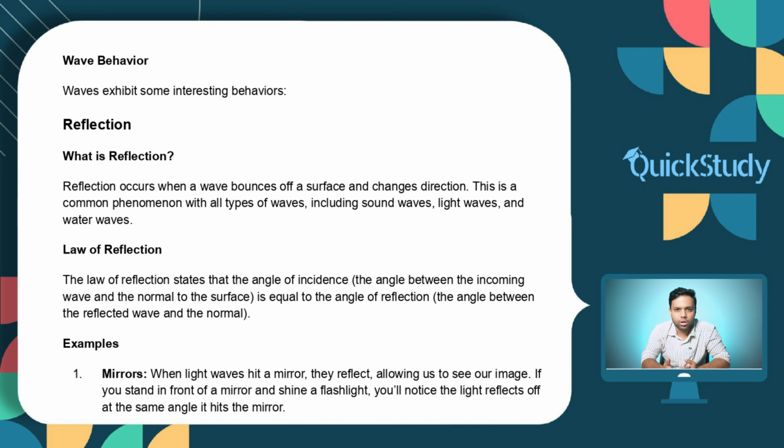A fine example of reflection would be seeing ourselves in the mirror. When a light wave hits the mirror, it reflects, allowing us to see ourselves. If we point a flashlight at a mirror, we would see that the angle of incidence, which is the angle at which we are pointing the flashlight, would be equal to the angle that is being reflected inside the mirror.